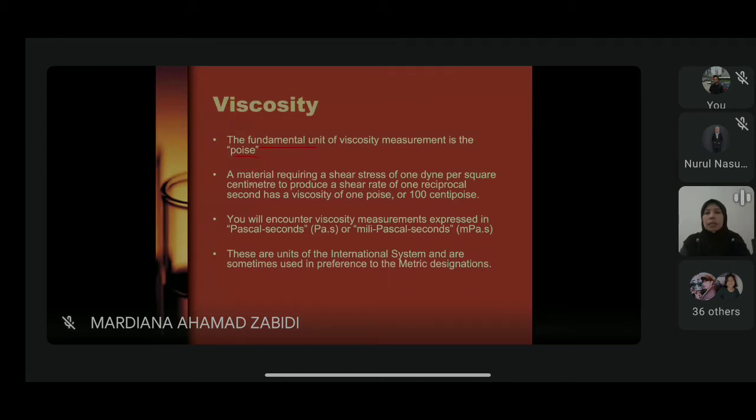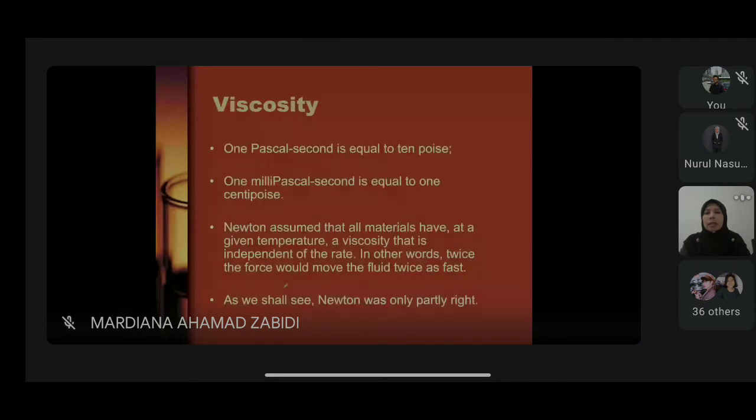A material requiring a shear stress of 1 dyne per centimeter square to produce a shear rate of 1 reciprocal second has a viscosity of 1 poise or 100 centipoise. You will also encounter Pascal second or millipascal second. It is common to use either millipascal second or Pascal second. These are the SI units: Pascal second, Newton second per meter square. 1 Pascal second is equal to 10 poise, 1 millipascal second is equal to 1 centipoise.